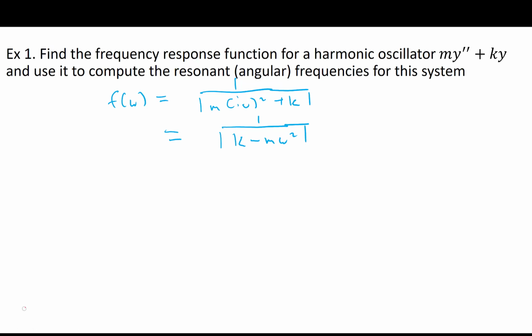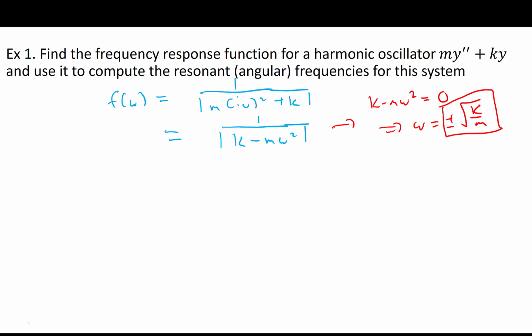To get an idea of what this looks like, note that the places where the denominator is equal to 0 are when omega is equal to plus or minus the square root of k over m. These are what we call the harmonic or resonant frequencies for this system. They're the natural frequencies at which it wants to oscillate.